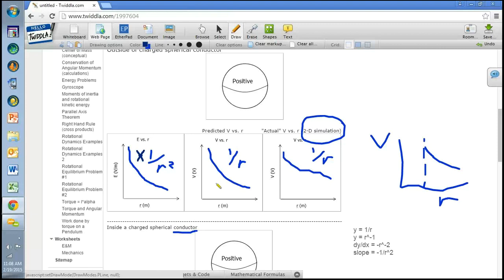Let me write these down. The possibilities are that if I want to figure out the E field, that's going to be equal to negative dV dr. For people not in calculus, this dV dr means slope. So if you want to write a little note to yourself, slope, so negative slope. Or the other possibility is the absolute value of dV dr.